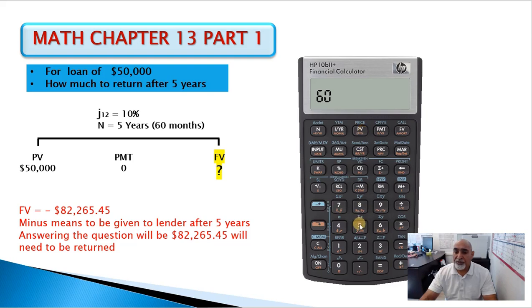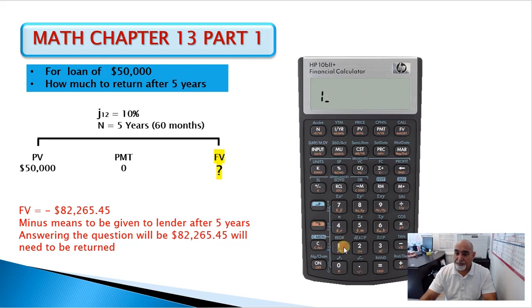PV is 50,000. Now, are we going to use positive or negative? Well, we are getting a loan. I am getting a loan of 50,000. That means money is coming to my pocket. So yes, I'm going to leave it as a positive. I don't have to press positive, negative. Leave it alone.